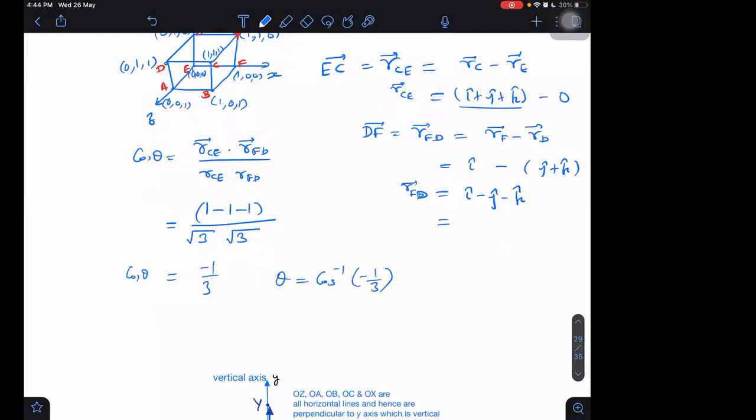There is another possibility. I could have found the angle with minus RFD. If I do that, then what would I be getting? Minus i cap plus j cap plus k cap. Then what would happen? Then it will become, I think, cos inverse 1 by 3, right or not?